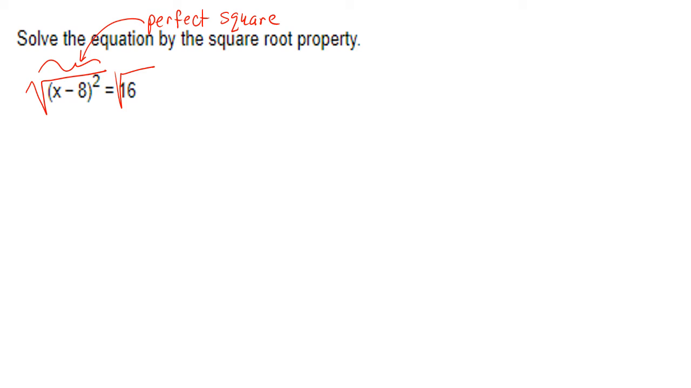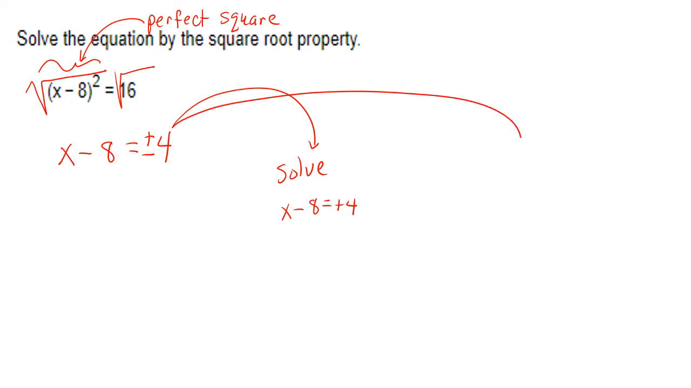The square root of x minus 8, quantity squared, will leave me just a single x minus 8. And the square root of 16 is 4. However, we need to consider this for both positive and negative 4. That means I need to solve x minus 8 equals positive 4, and I need to solve a second time to get the second answer. And in this second equation, it will be x minus 8 equals negative 4.